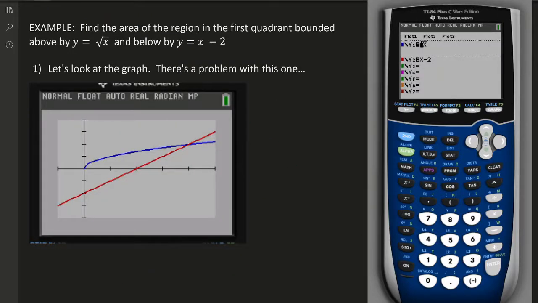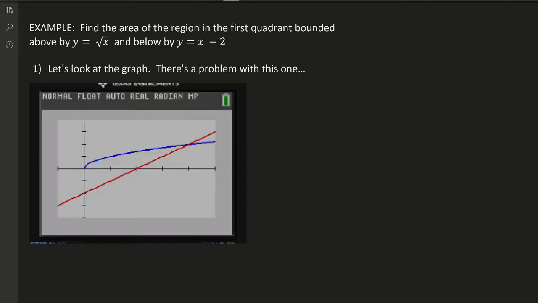credit on the AP exam for your response portion. Now, as we consider this next example and getting it into the graph and taking a look at it, there is a problem with this one with trying to find the answers, because we want the area bounded in the first quadrant between these two curves. So just looking at the graphs, here's the area we want.